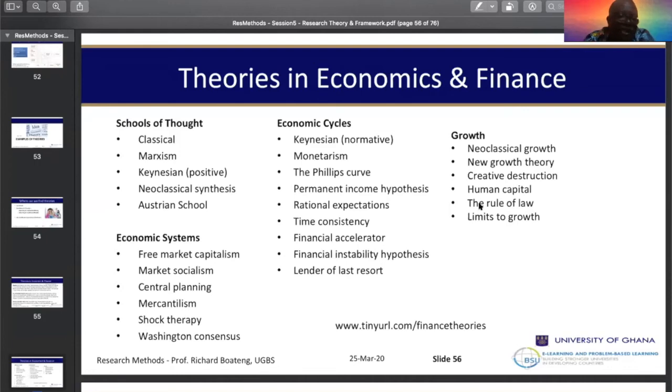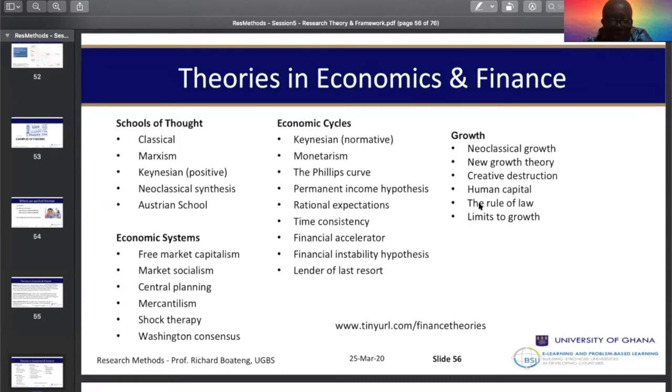Human capital theory. Then you have economic systems. So economic systems like mercantilism, shock therapy, market socialism, free market capitalism. Then you've got schools of thought: Marxism, Keynesian, neoclassical, Austrian school.